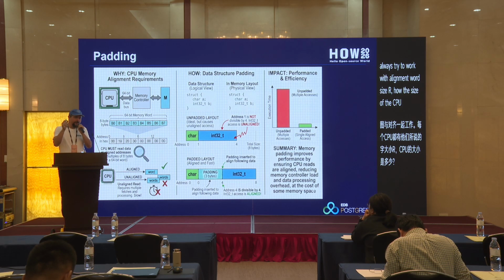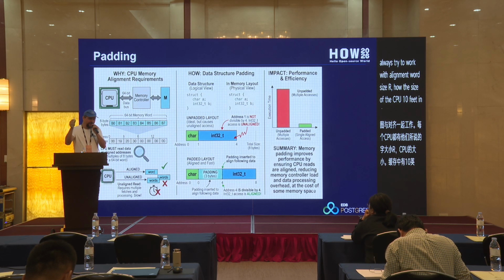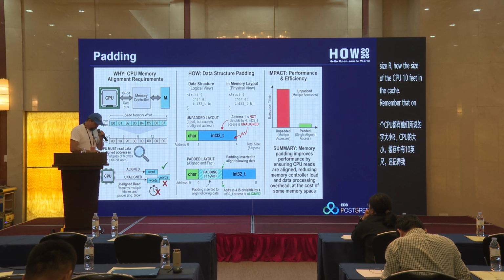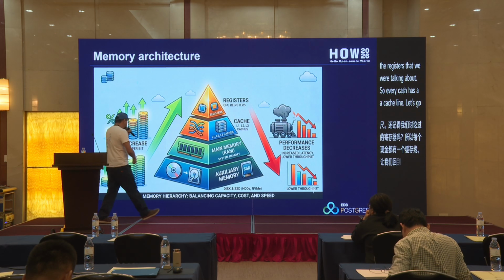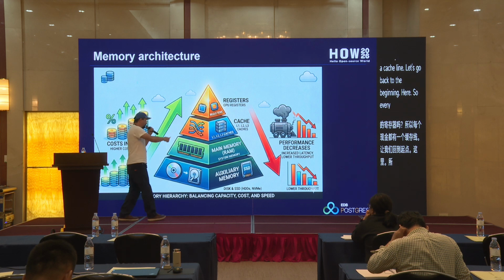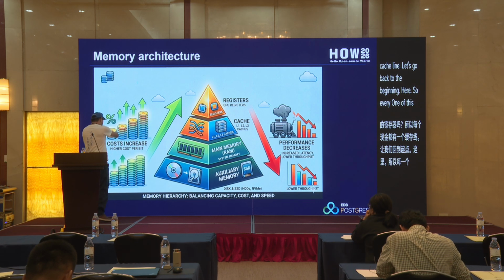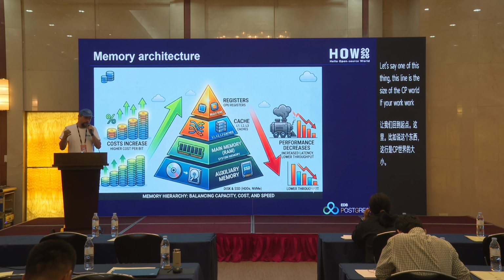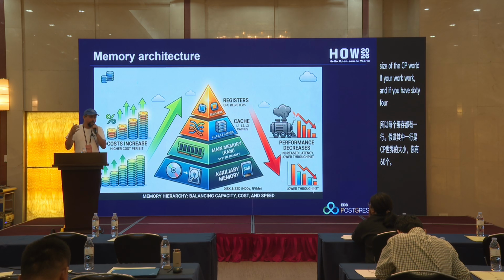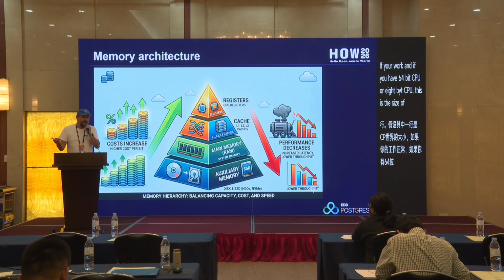Every cache has a line, a cache line. So let's go back to the beginning here. Every one of these caches has one line, and this line is the size of the CPU word. If you're working with a 64-bit CPU or 8-byte CPU, this is the size of the cache line. It's 64 bits or 8 bytes.